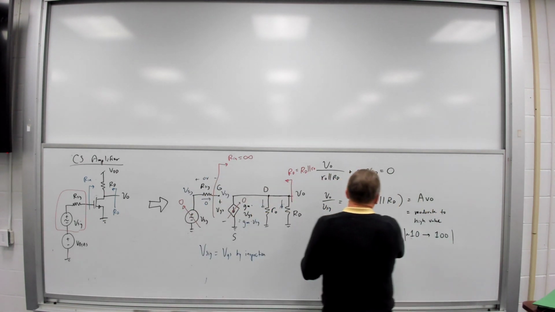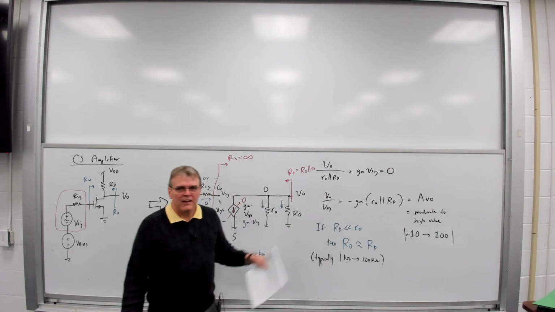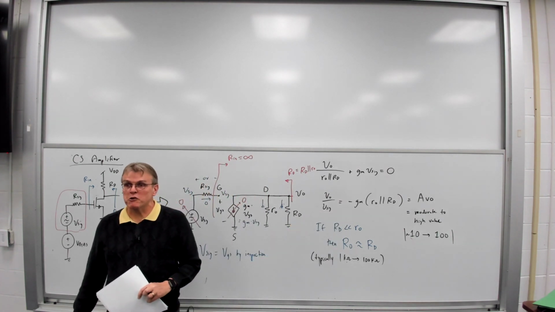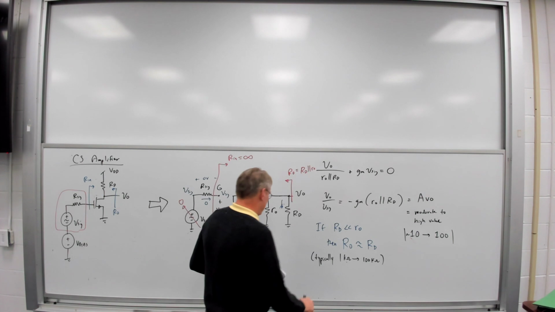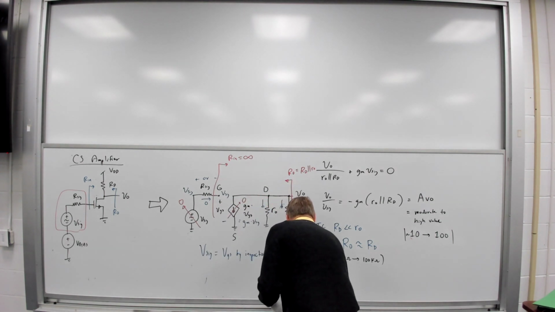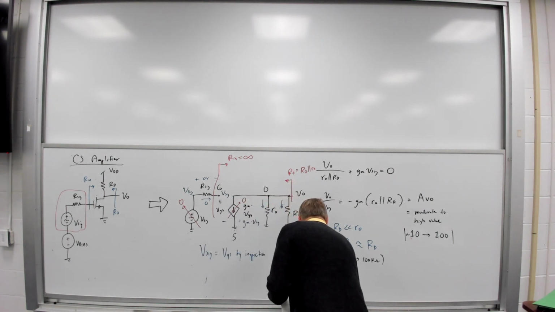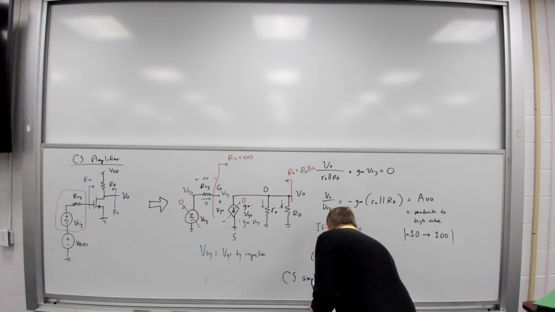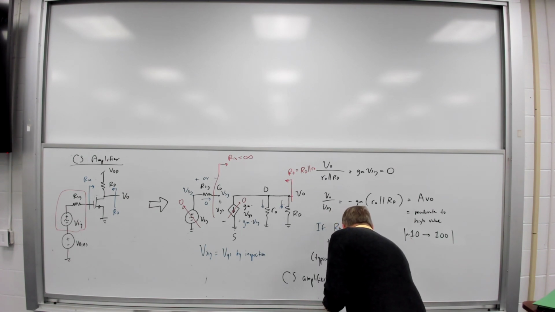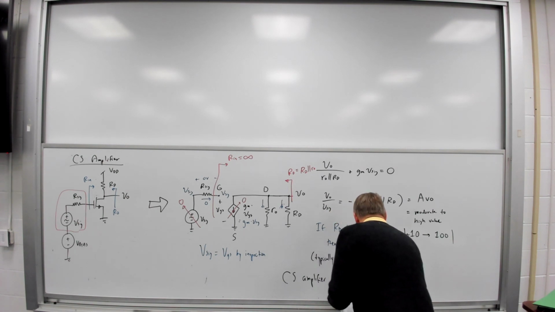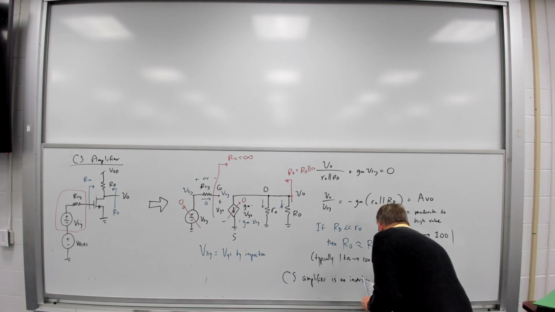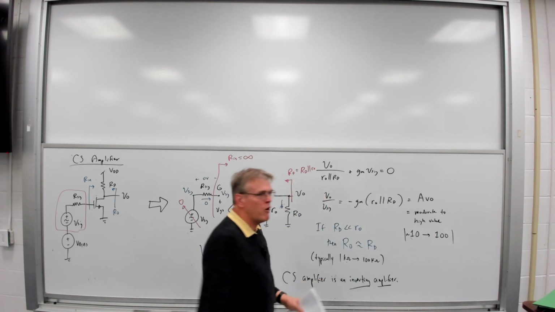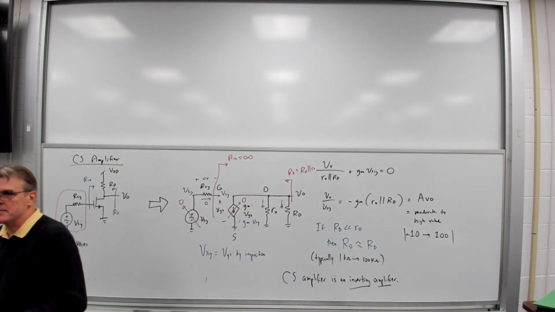Notice the minus sign. This is an inverting amplifier topology. So the common source amplifier is an inverting amplifier, as we saw before, because of that minus sign.